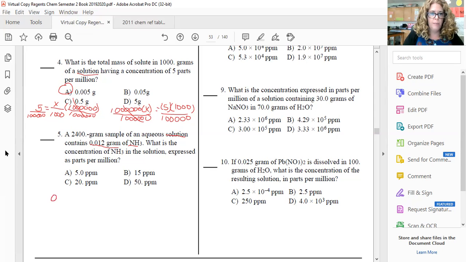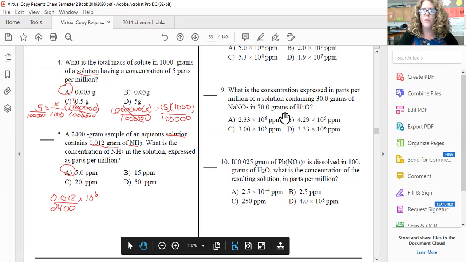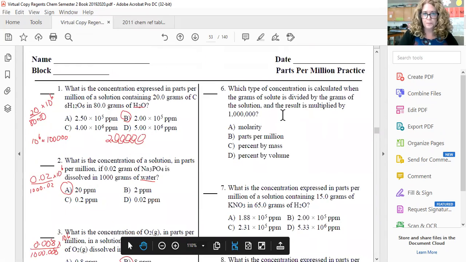So I'm going to take my 0.012, and I'm going to divide by the mass of the solution. So that's 2,400, and multiply that times 1,000,000. And then my answer is going to be 5 parts per million. All right, so hopefully you're getting the hang of this by now.